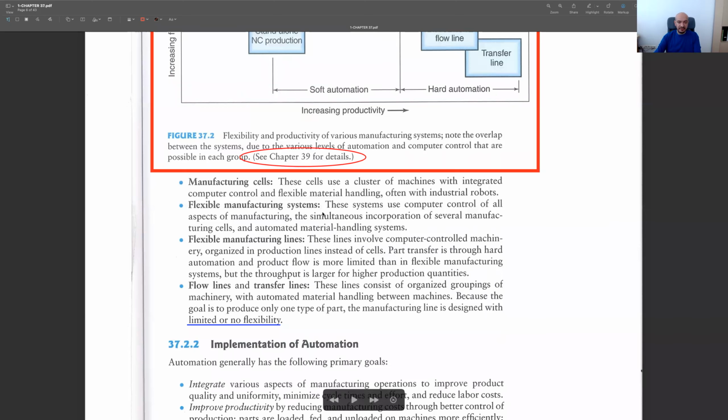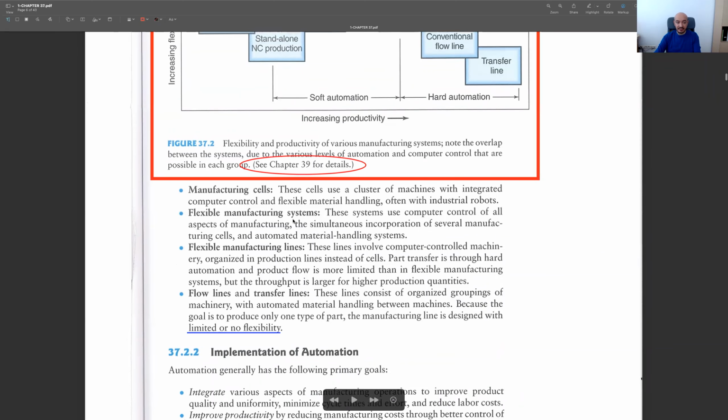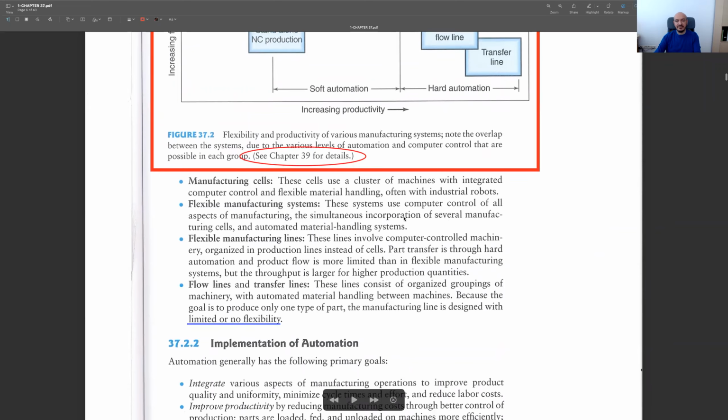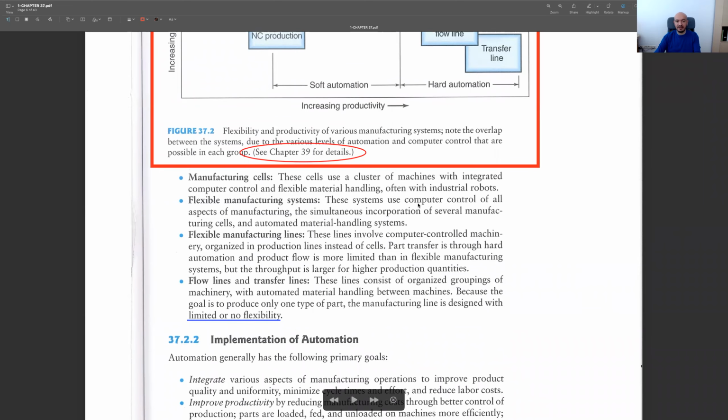Then we have flexible manufacturing systems. This is a bit larger than the previous three. In these, we need to make use of computers, obviously, in most of the stages. We have automated material handling systems. We'll talk about it in a moment. We have automated AGVs, automated guided vehicles. They are responsible for carrying some parts from one station to another station in the factory, in the plant. So we can say that their productivity is higher than the previous ones, but its flexibility is less compared to the previous ones.